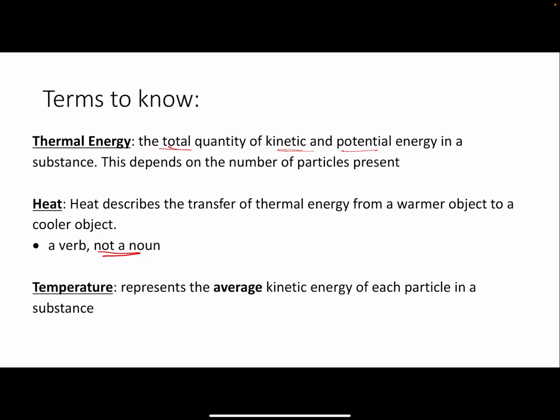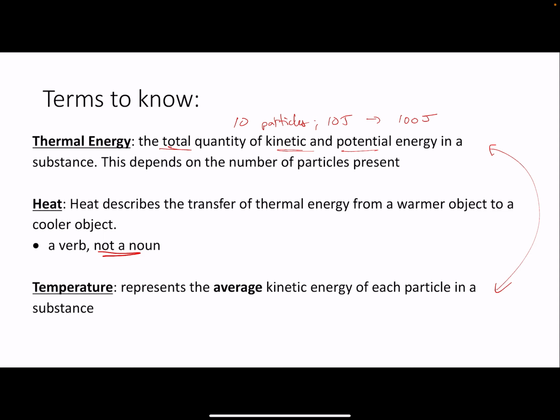And then lastly, temperature represents the average kinetic energy of each particle in a substance. Notice how temperature and thermal energy are different. Thermal energy of a sample is the total amount of kinetic energy. Temperature is the average kinetic energy of each particle. So if you have a sample of 10 particles, each with 10 joules of energy, then you have a total of 100 joules. We've added that all together. But in terms of their temperature, they would average 10 joules each. So temperature is an average, not an added quantity.